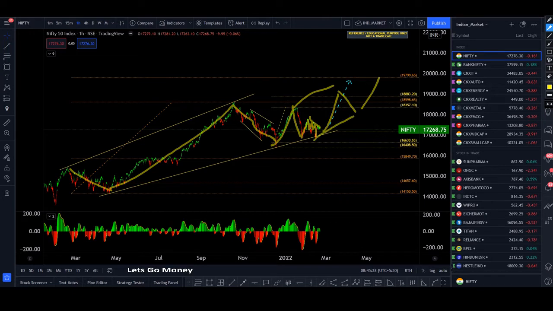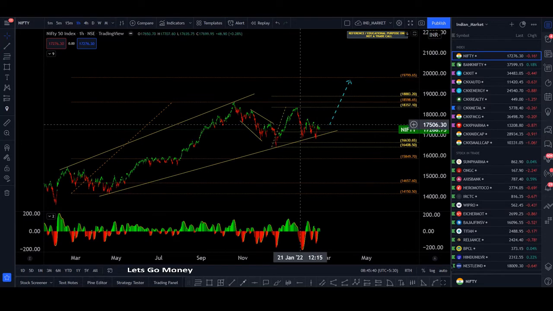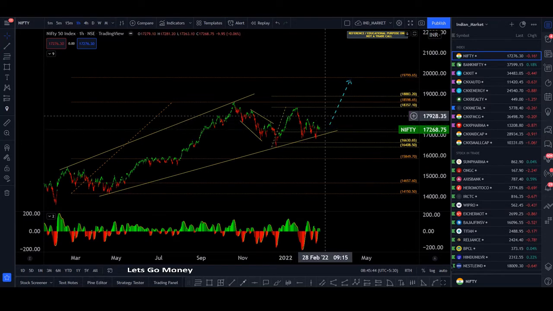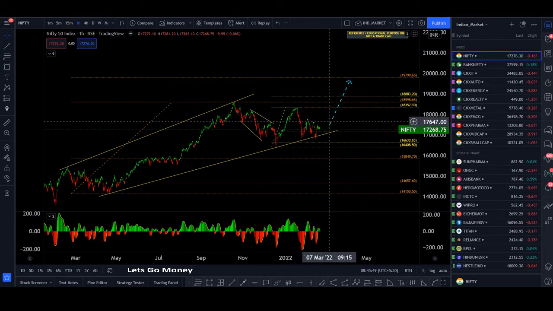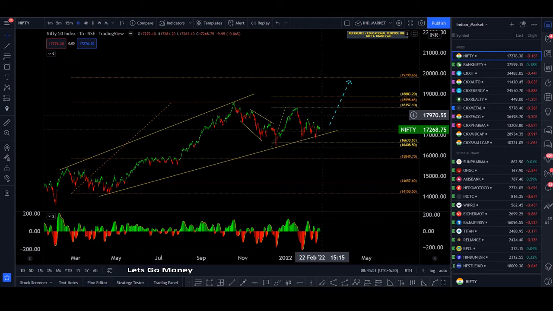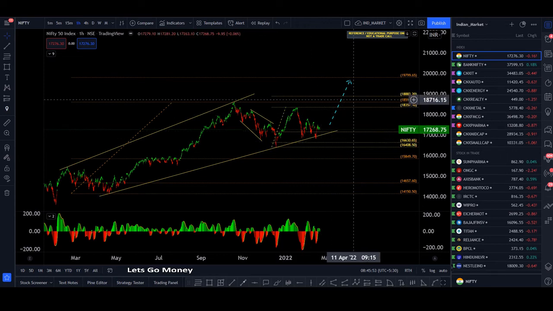But at this point, when it breaks out, I think that's a good entry point for the Nifty index, if that is the trade setup you're looking for. But overall, this is to track whether we are in a bull market or bear market.